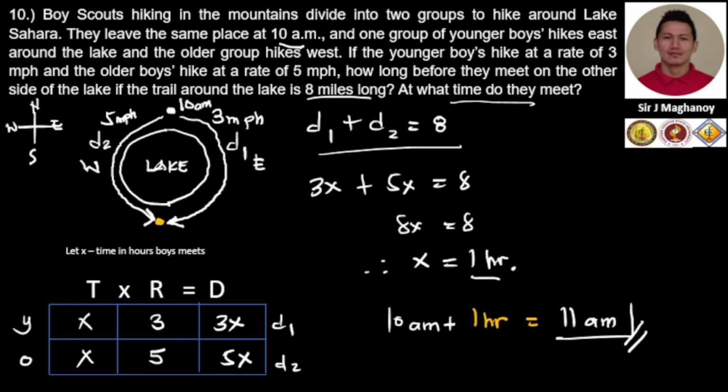If we check whether our answer is correct, let's substitute the value of x into our equation. x becomes 1, so that is 3 times 1 plus 5 times 1. Both sides are equal to 8. So we can say that our answer for x, 1 hour, is correct. Okay? So let's move to our next example.